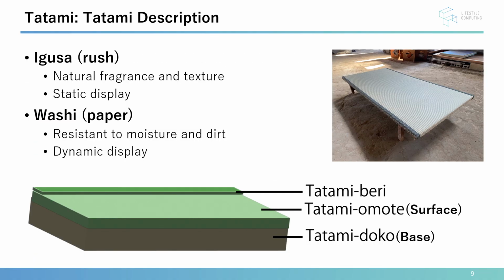Tatami is made up of three main components. The surface of tatami is mainly made of igusa, or washi paper. Igusa is popular for its natural scent and texture. Washi is coated on the surface, making it resistant to color changes and dirt. In the works discussed later, tatami made from igusa is used for static displays, while tatami made from washi paper is used for dynamic displays.